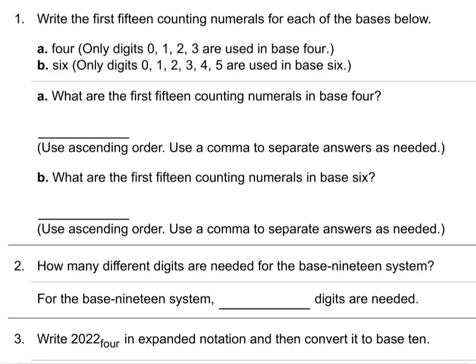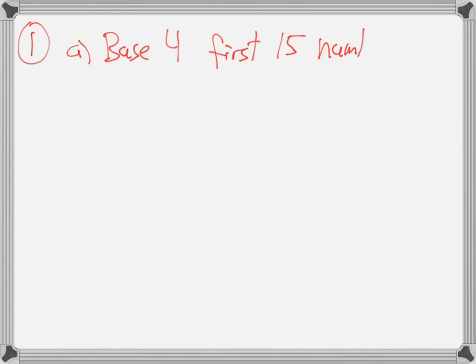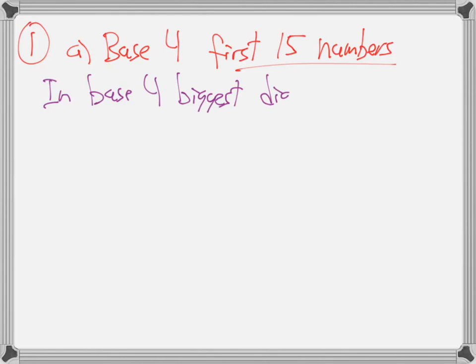Okay, so here's what they want. In fact, I'll just rewrite it a little nicer. So part A here. In base 4, find the first 15 numbers. So basically count from 1 to 15 in base 4. So let me remind you. In base 4, the biggest digit in one spot is what? What's the biggest digit we're going to see in base 4? Remember that rule? I said file this away.